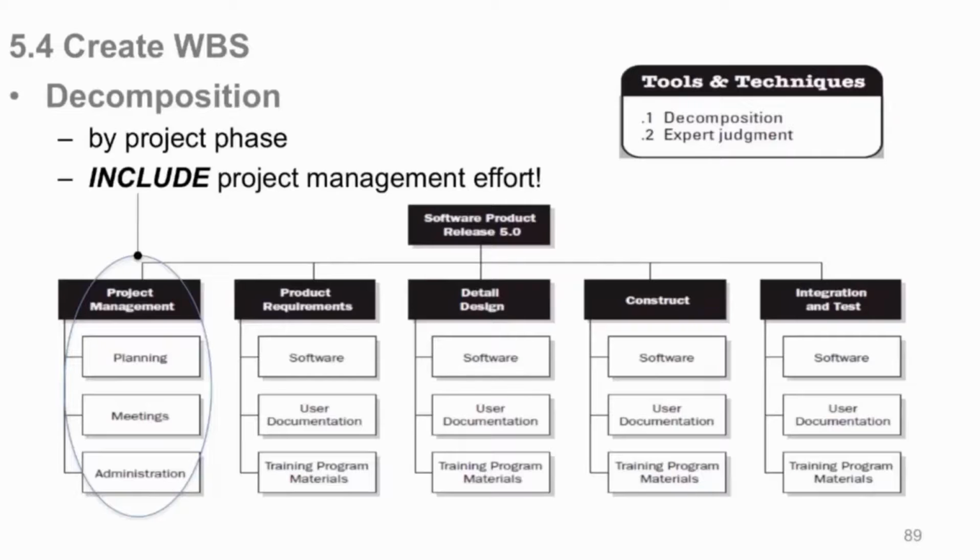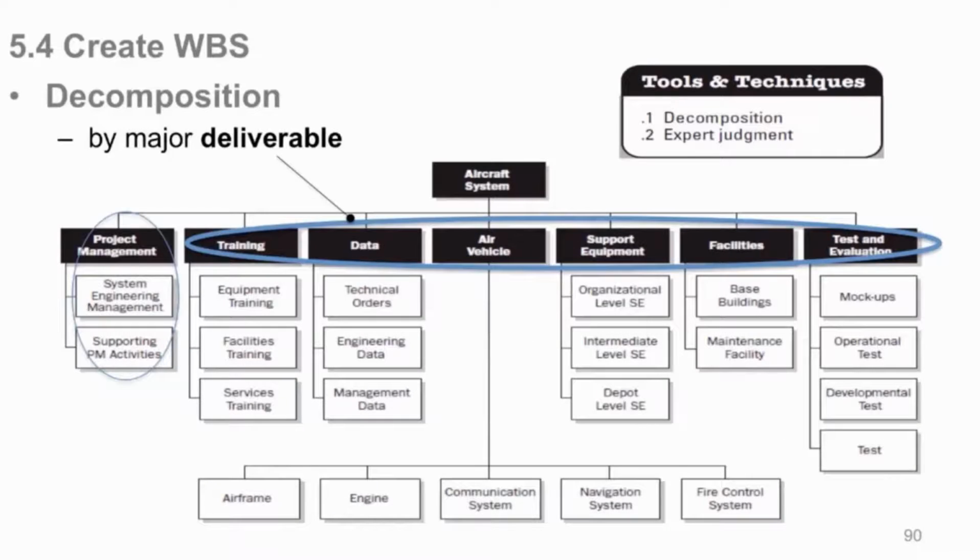So do it anyway. Now here's another way of looking at a work breakdown structure: by the actual deliverable instead of phase. So here are your deliverables. You're trying to build an aircraft system here. Again, there's project management over there. You've got to have that. But here are your major deliverables. You've got to deliver training. You've got to get your data. You've got to build this air vehicle. You've got to have support equipment done, facilities, test and evaluation. All those things down there have their own levels of work items that need to be done and accomplished in order to produce all those items underneath that roll up to a higher deliverable that finally all roll up to an aircraft system. Another way of looking at it.